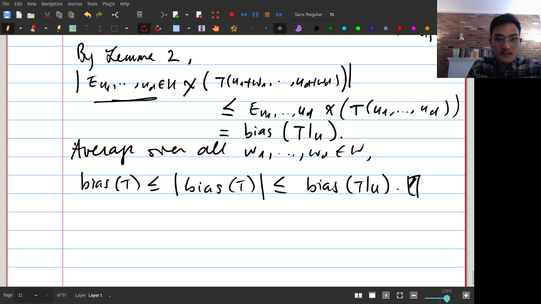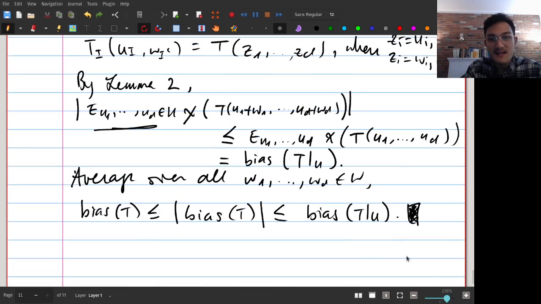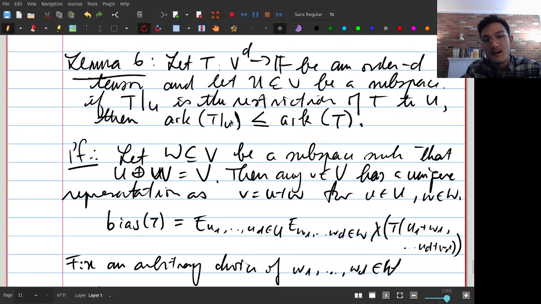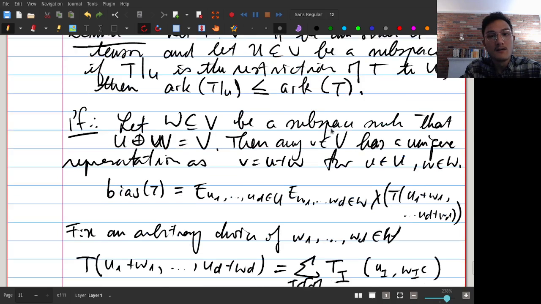Okay. So we've shown that the bias of T is less than or equal to the bias of T restricted to U, which means that the analytic rank, you flip it, it's the negative log, right? So you flip it around and you get the analytic rank of T restricted to U is less than the analytic rank of T.